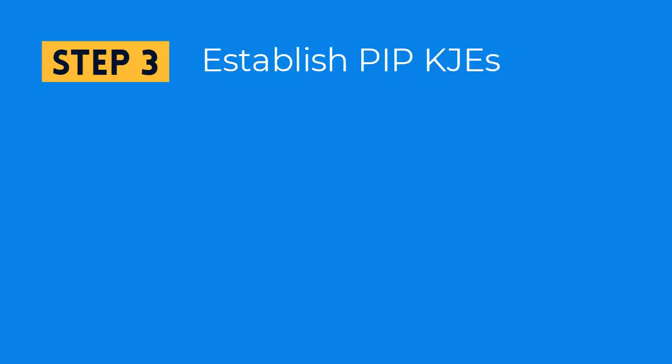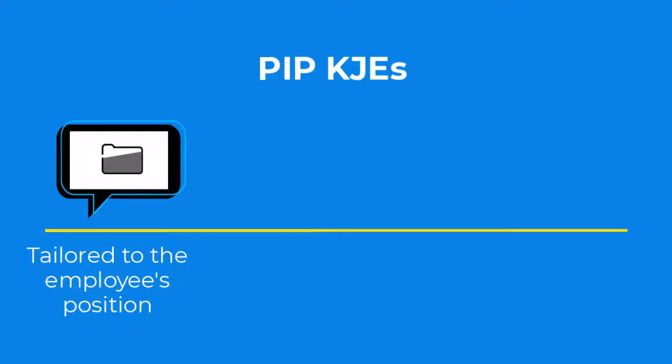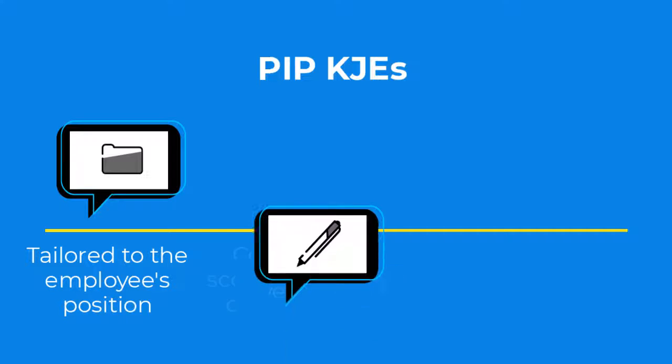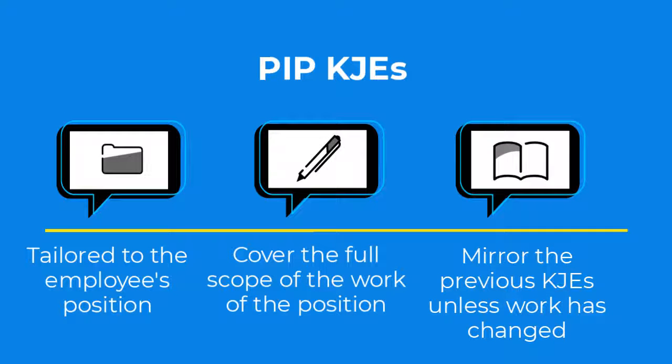Step 3 in the PIP process is to establish PIP KJEs that the employee will work towards for the next 90 calendar days. PIP KJEs should be tailored to the employee's position at the correct grade level, cover the full scope of the work of the position, and generally mirror the previous KJEs unless the work has substantially changed. Supervisors should work with PRS to ensure the KJEs are appropriate.